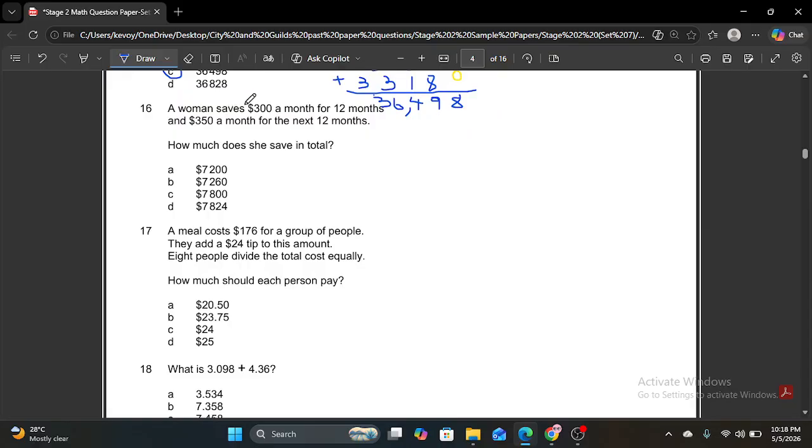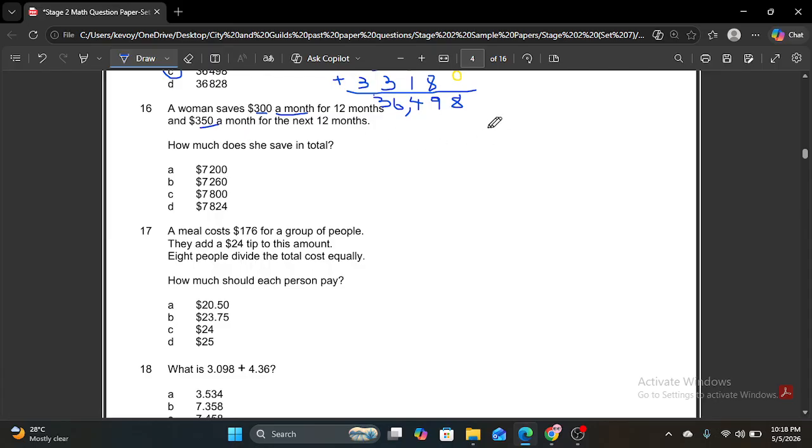So a woman saves $300 a month for 12 months. So she saves that amount for 12 months, and $350 a month for the next 12 months. So how much does she save in total? So she saves 300 each month for 1 year, so that's 12 months. And then in the other year, she saved 350 per month.